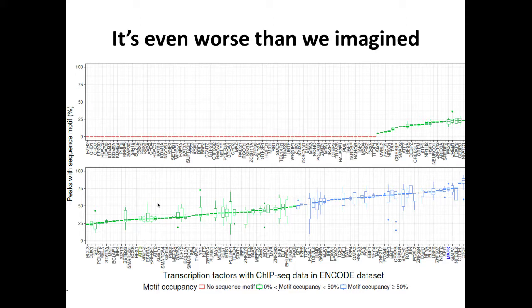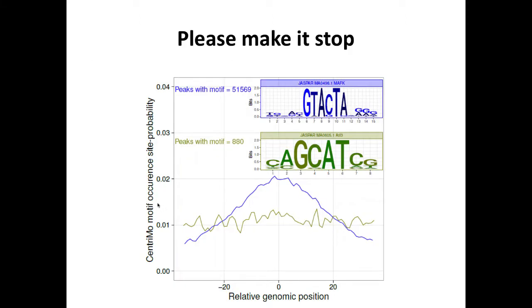And it's even worse than that. Here's one of the examples, MAFK. MAFK has a pretty good match between the motif and the actual binding sites.